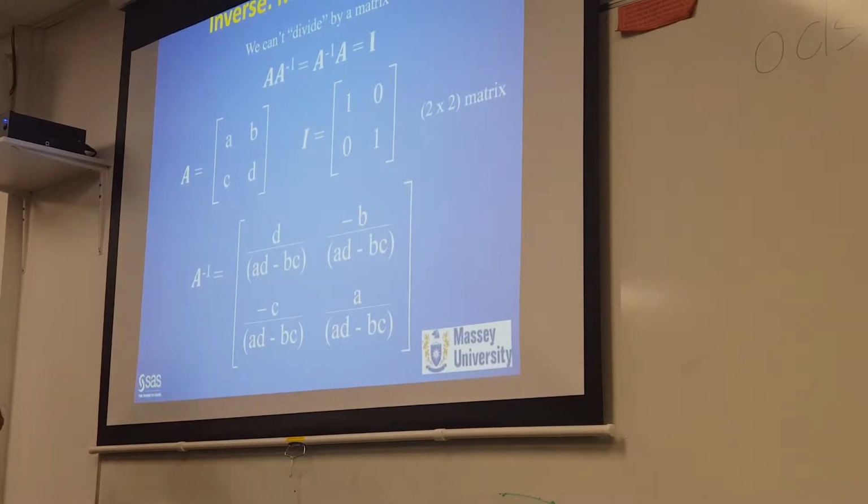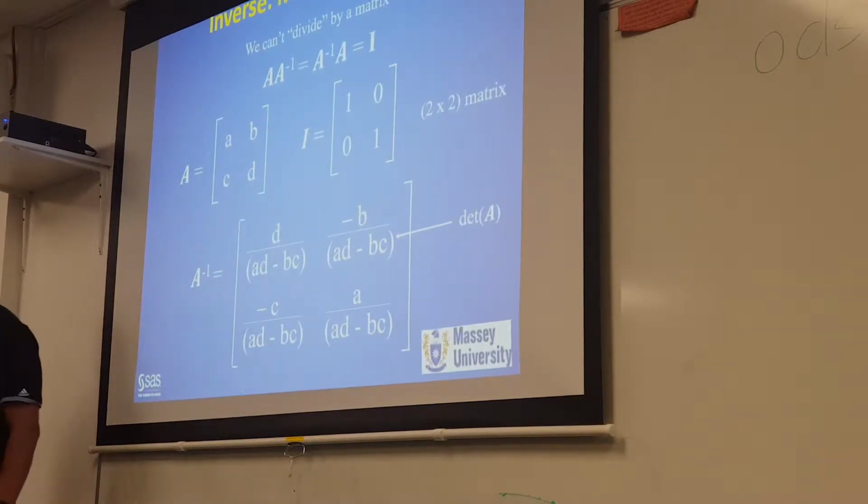For a 2 by 2, you can actually solve it very simply. You flip over the diagonal, you make the off diagonal have the reverse sign, and you divide everything by the determinant. I don't expect you to memorize that. Nobody needs to memorize it. So for a 2 by 2 matrix, this is easily calculated.